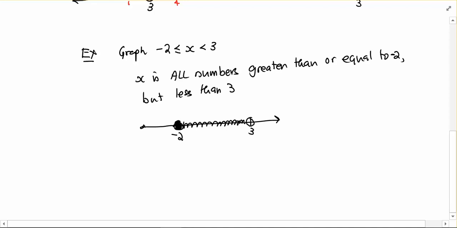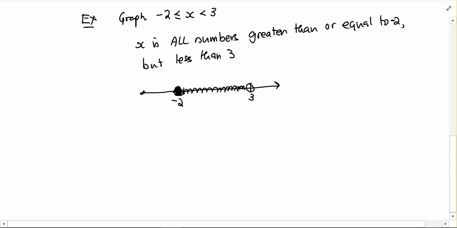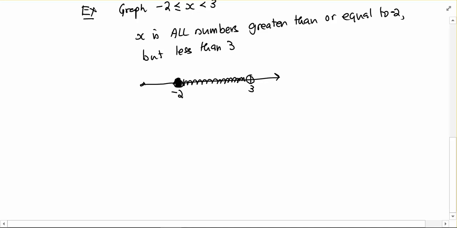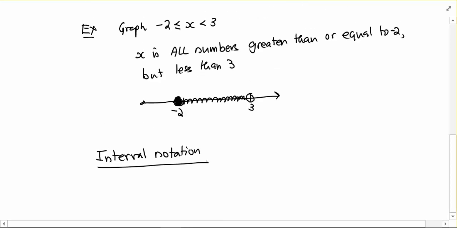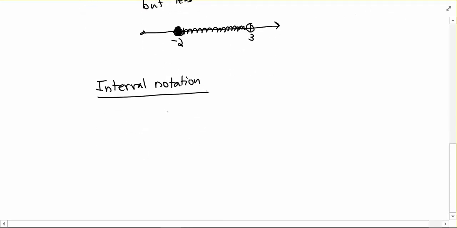Okay. There is another notation, a couple of other notations that I want to introduce, and that is the interval notation. So let's take a look at this last example we did: -2 ≤ x < 3. And so we drew the graph of this, with -2 circle filled in, 3 not filled in, and everything filled in. So this is the graph.